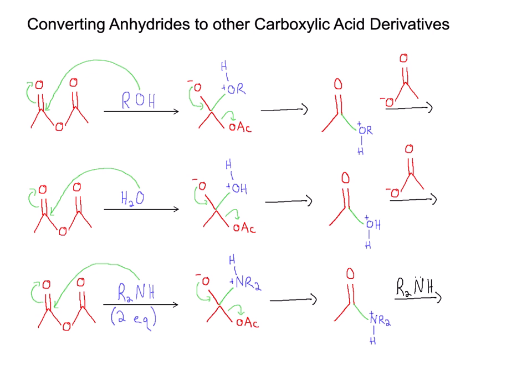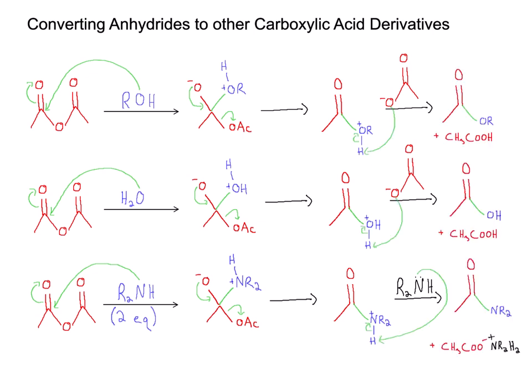In the case of making the amide, however, we still need two equivalents of the amine, and that's because amines are more basic than the carboxylate anion, so in order for this reaction to go to completion, we're going to need to use two equivalents of the amine.